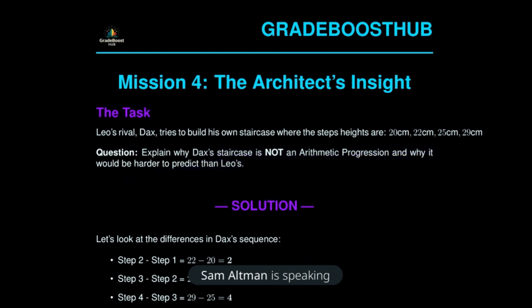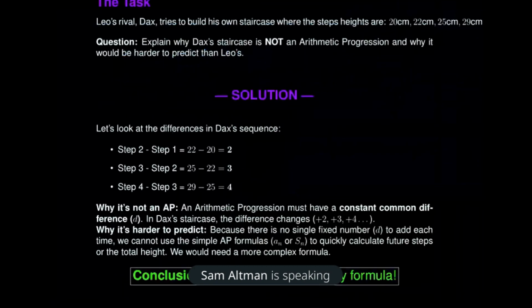Let's see. First of all, you could notice that if we find the common difference, here it is plus 2, then here it is plus 3, then here it is plus 4. So as you could see, there is no specific increase value. Of course, you could argue that it is increasing by plus 1 each time, but there are 2 loops going on. So that's why it is much harder to predict than Leo's staircase.